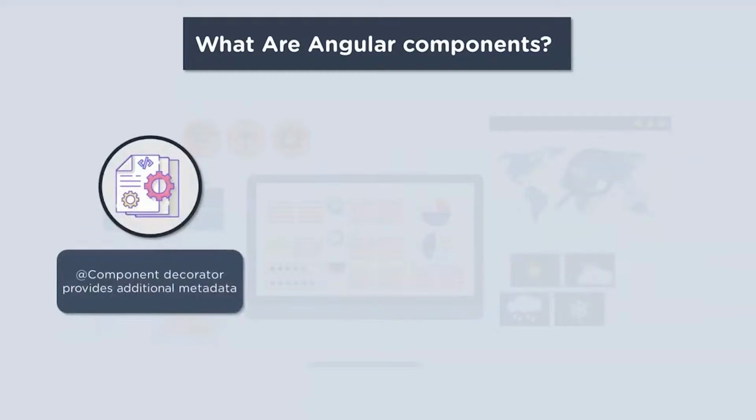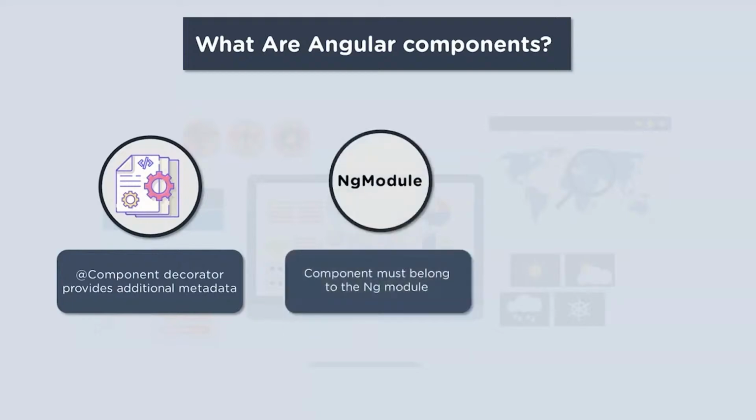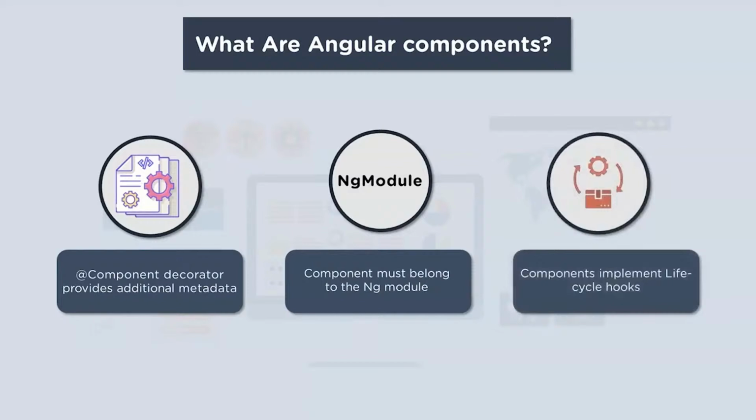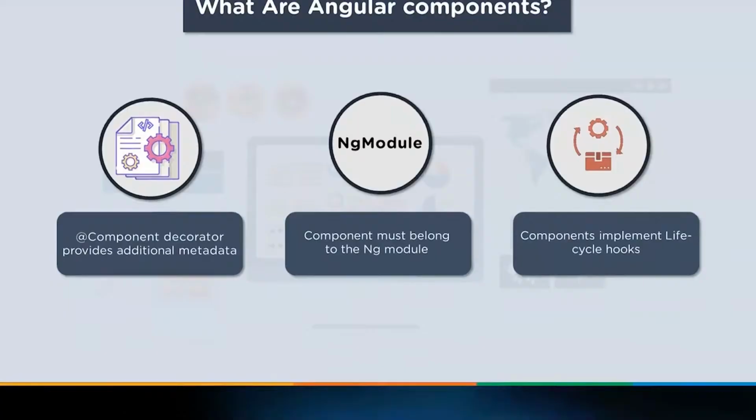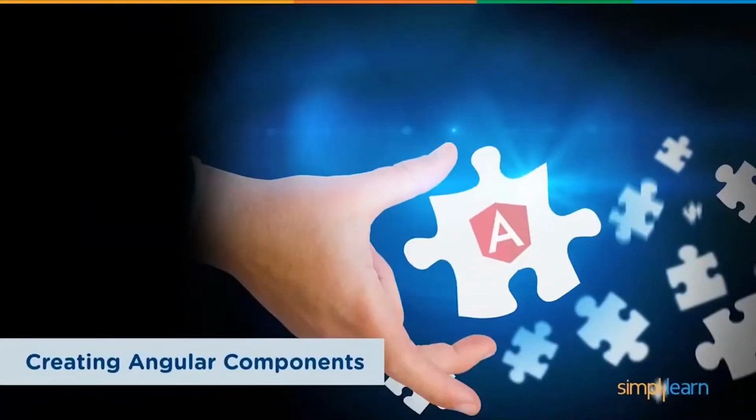Nextly, a TypeScript class is used to create a component. Now, this class is then decorated with the @component decorator. Now, the decorator accepts a metadata object that gives information about the component. Now, a component must belong to the ng module in order for it to be usable by another component or application. And finally, components control their runtime behavior by implementing lifecycle hooks. So this was just a brief introduction to what Angular components are. Now you will only be able to understand the working of components when I show it to you practically.